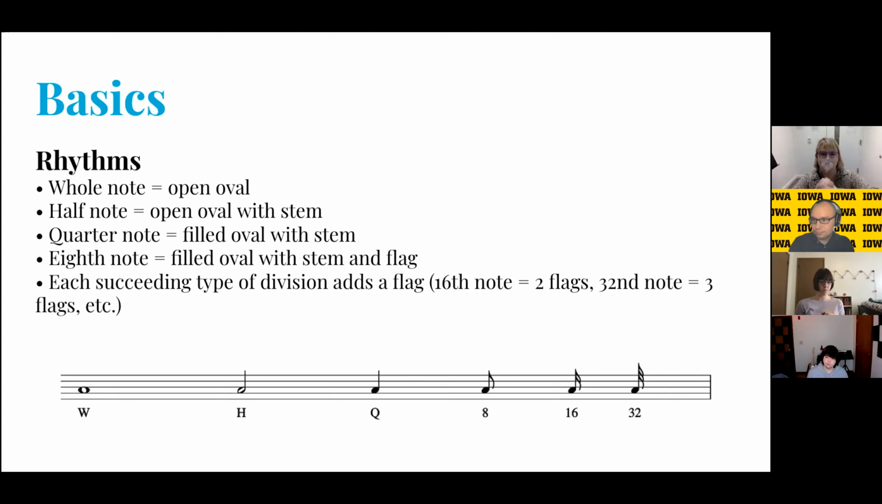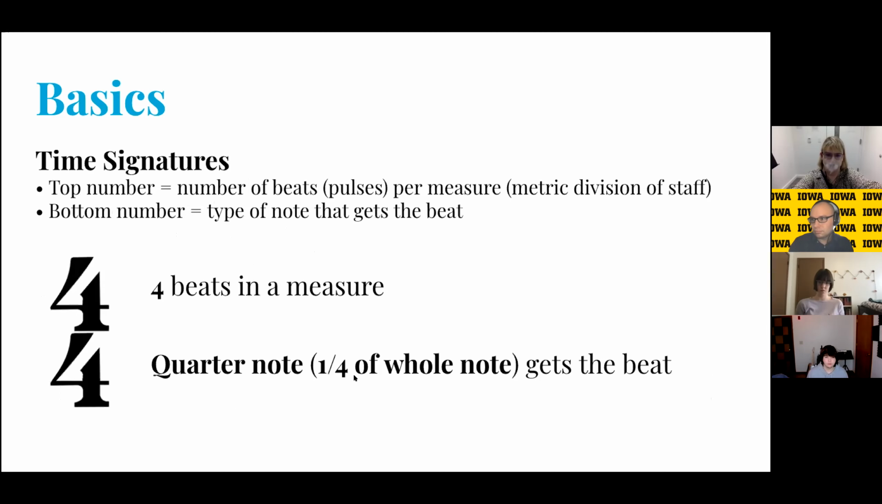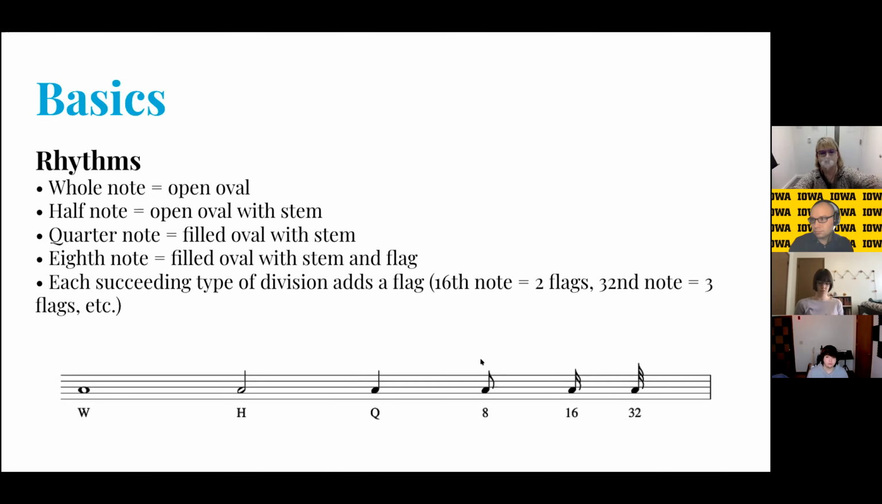Okay, cool. So if we keep that quarter note, but we add this little squiggly line, that's called a flag, we get an eighth note. And so the eighth note is half the length of the quarter note, which is in turn an eighth of the length of the whole note. And so every time we add one of these flags, it divides the rhythm in half. So this is a 16th note, which gets 2 flags, and then a 32nd note gets 3 flags, etc., etc. And sometimes you can go crazy with this.